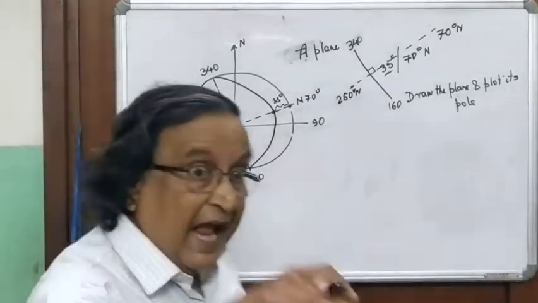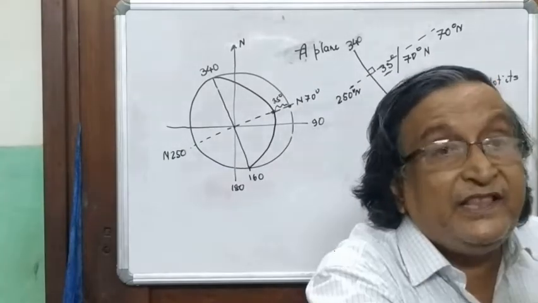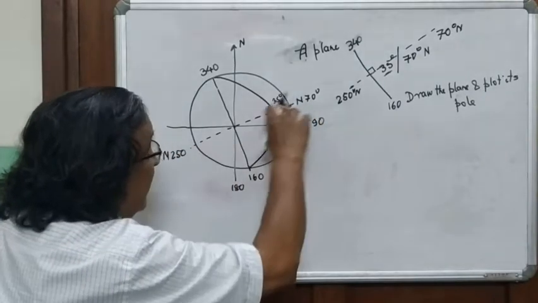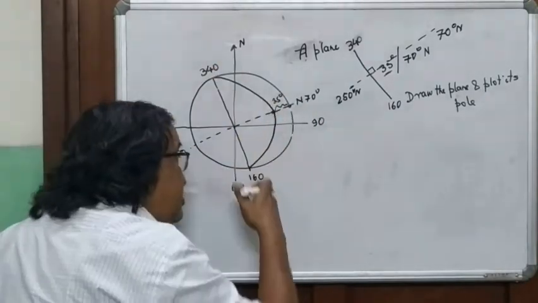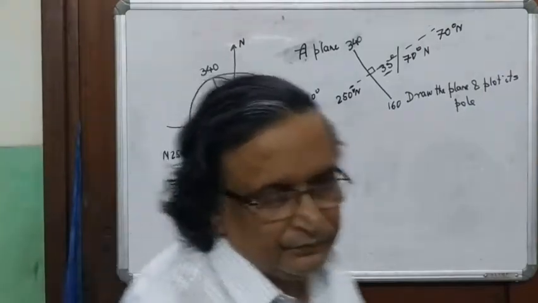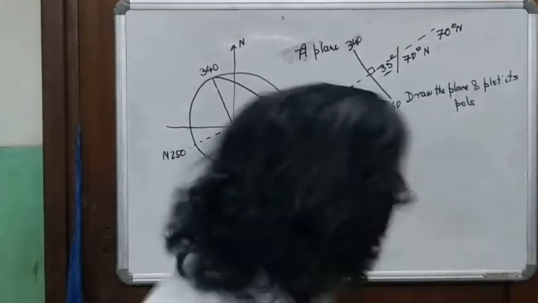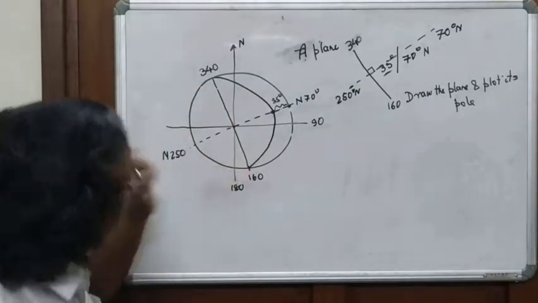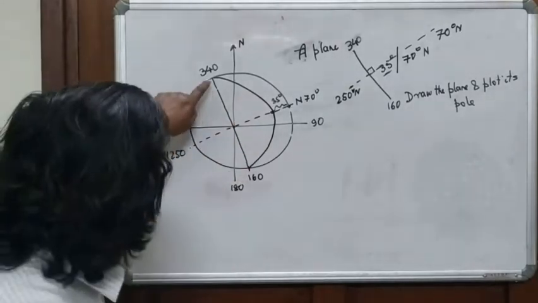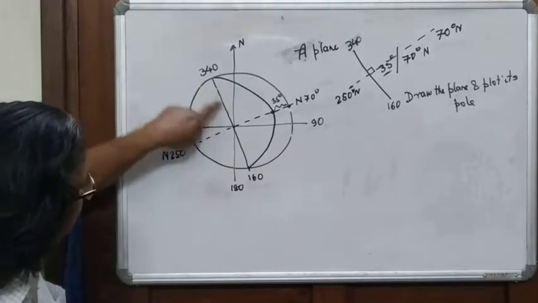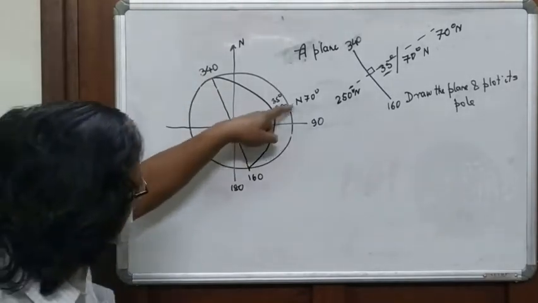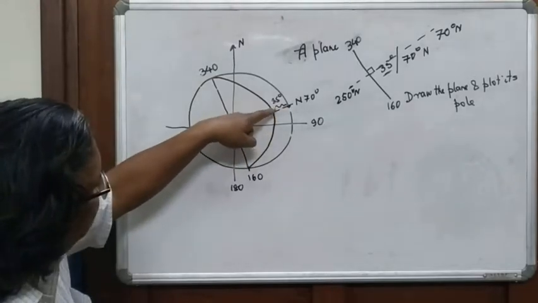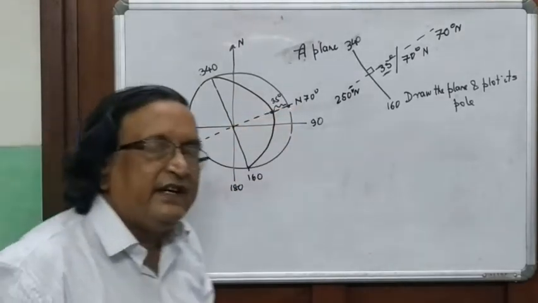Because dip is the angle made by a plane with the horizontal, measured on a vertical plane which is 90 degree to the strike. Have you understood? So this is the plane. This is not the plane. This is the strike line, and this is the dip line. But the plane is this. Dip 35 degree towards north 70 degree.